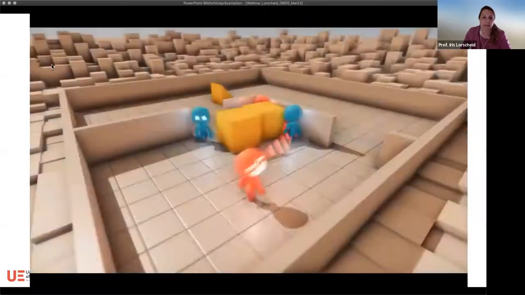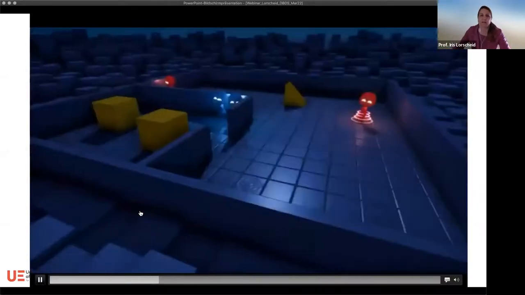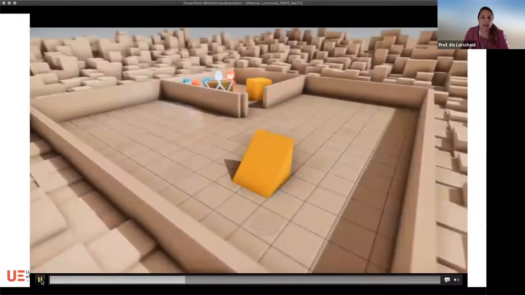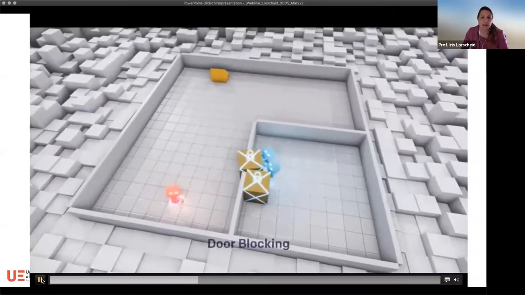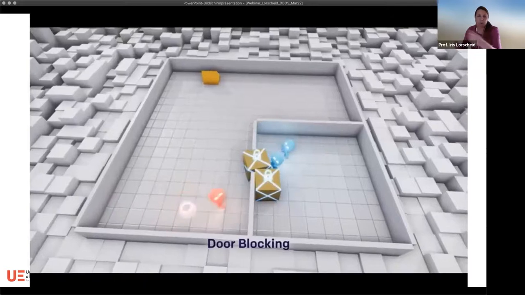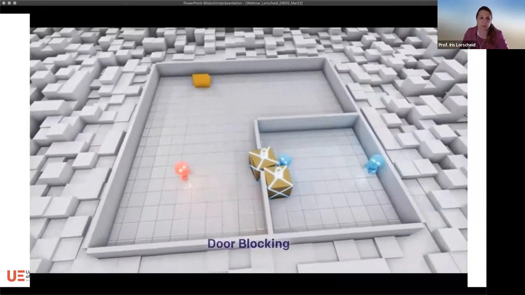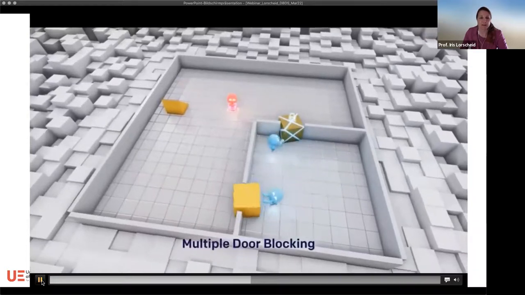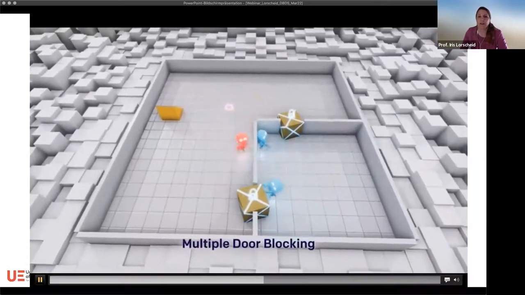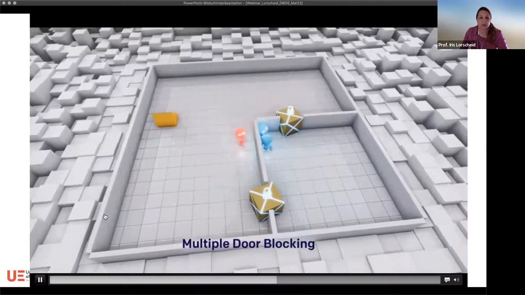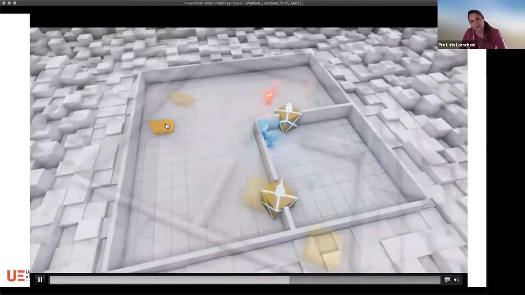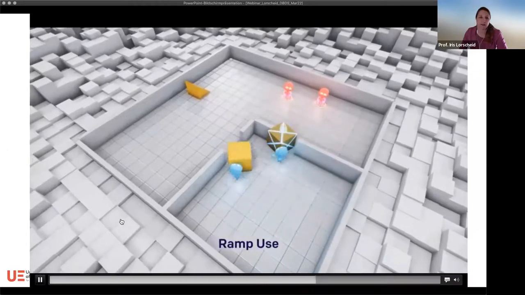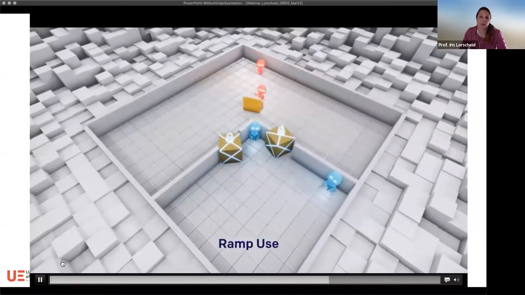Maybe the seeker is successful. Then they do it over and over again in many thousand simulations, and after a while, they learn a strategy. The blue guys learn to hide by door blocking, using the case, putting it in the door, and the seeker cannot come through. They can do it also with multiple doors, voila, nothing happens. Now the red guy learns as well, and learns to use this ramp that you see over there. Why not use this ramp to go over the blocks and into the blue guys?